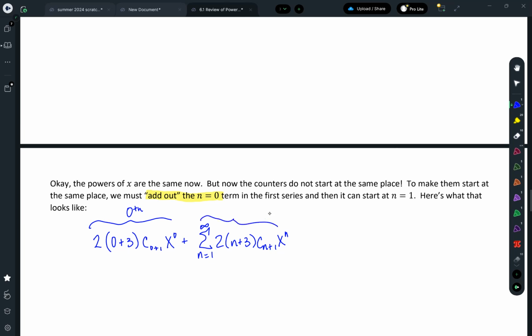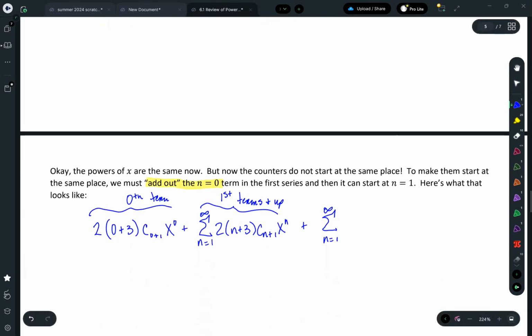And then the series written is the first term. Plus the second series, which already started at 1 and goes to infinity. And what's in it is 6 times n minus 1, c sub n minus 1, x to the n. Okay, so now they start at the same place. They have the same powers. Let's combine them.